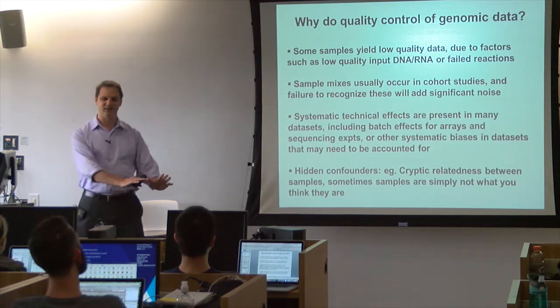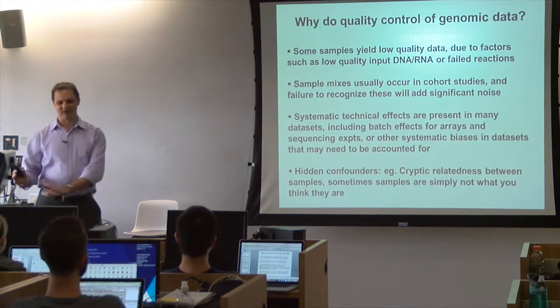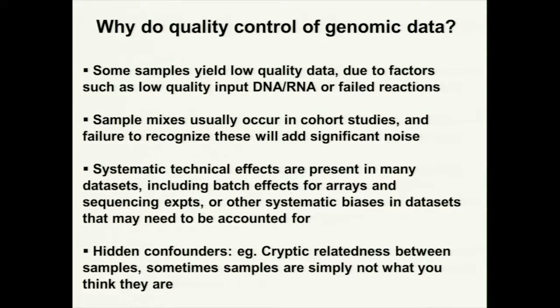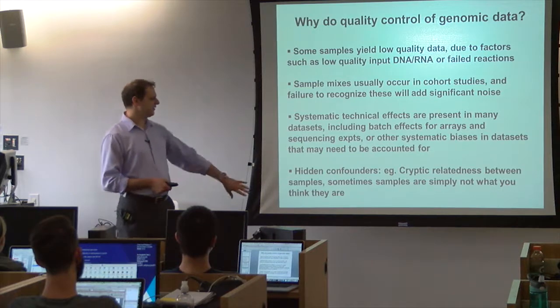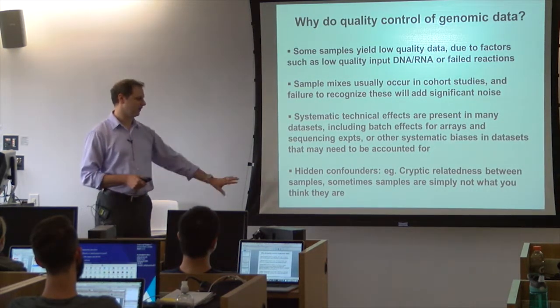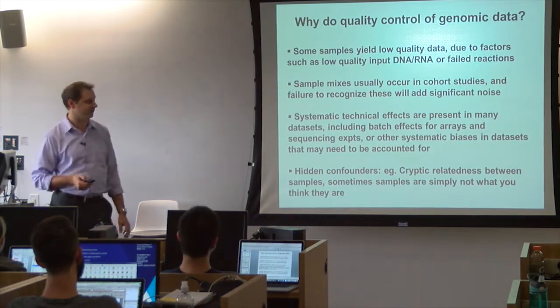Maybe it's only affecting certain samples. Maybe it's affecting the sample that was in the corner of the plate or something. But again, you need to understand what that is to be able to appropriately account for it in your analysis, or maybe just exclude it. And then you can get other weird things going on, like cryptic relatedness between samples, or like I say, sometimes just odd stuff that you just don't expect.